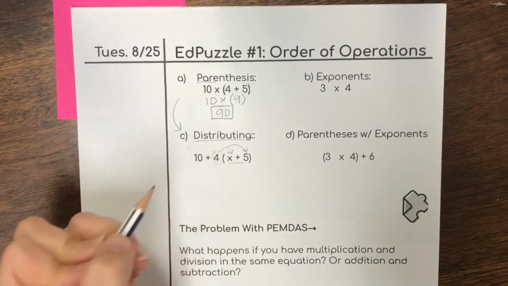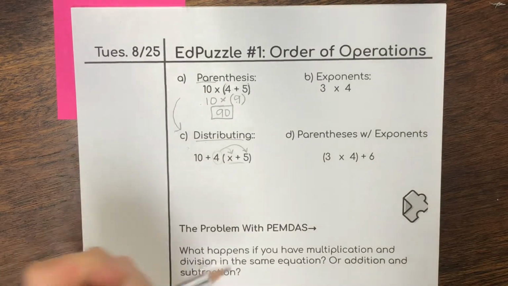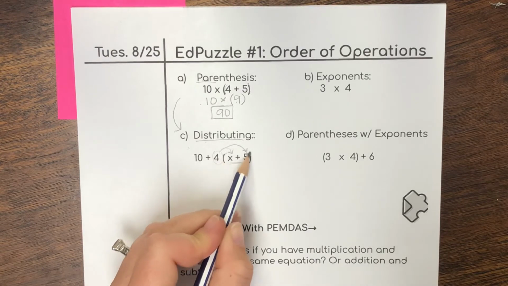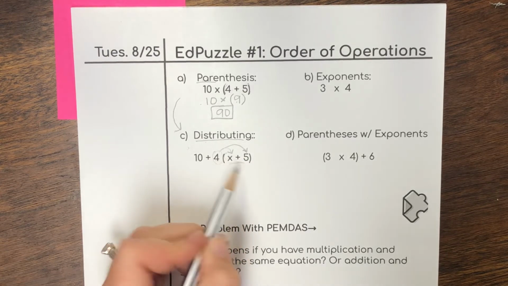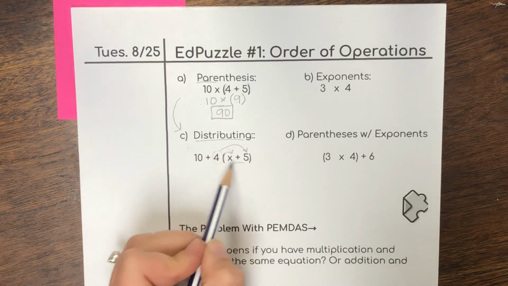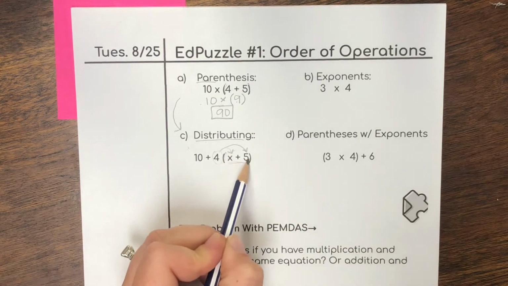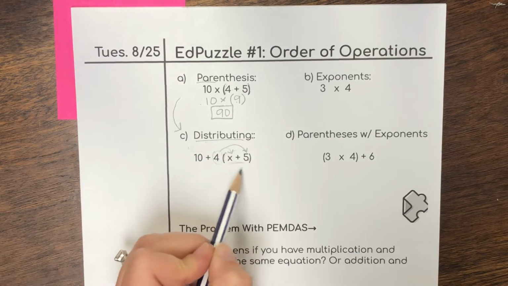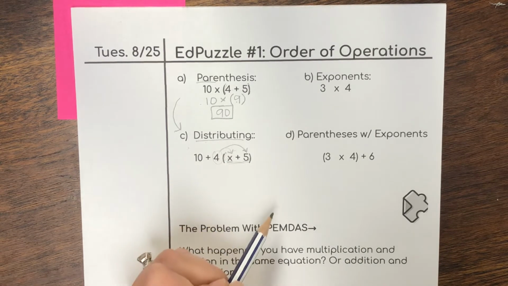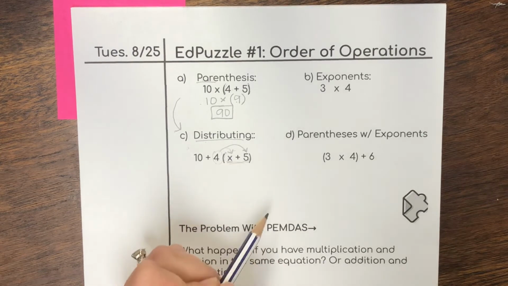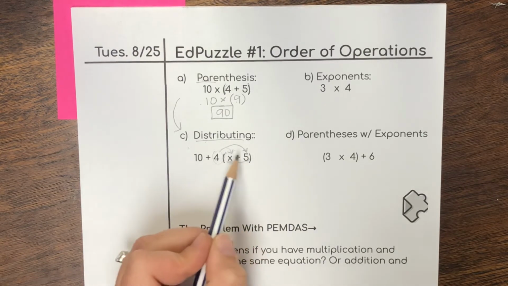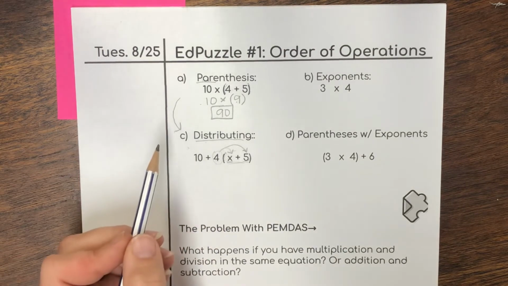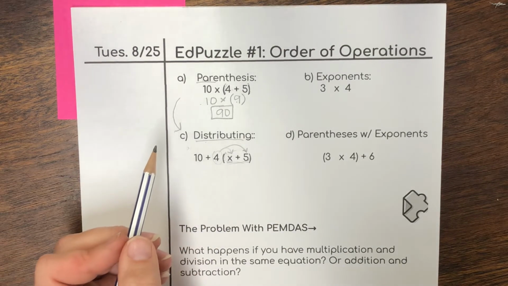Okay, so let's use our order of operations. If we have 10 plus 4 times the quantity x plus 5, the quantity means just everything inside the parentheses. It tells me that I would combine and add x plus 5 inside the parentheses first. But I can't combine x plus 5. We have a variable and we have a number. So I have to leave that like x plus 5. So my next step would be to do exponents, which we don't have. My step after that would be to do multiplication and division.